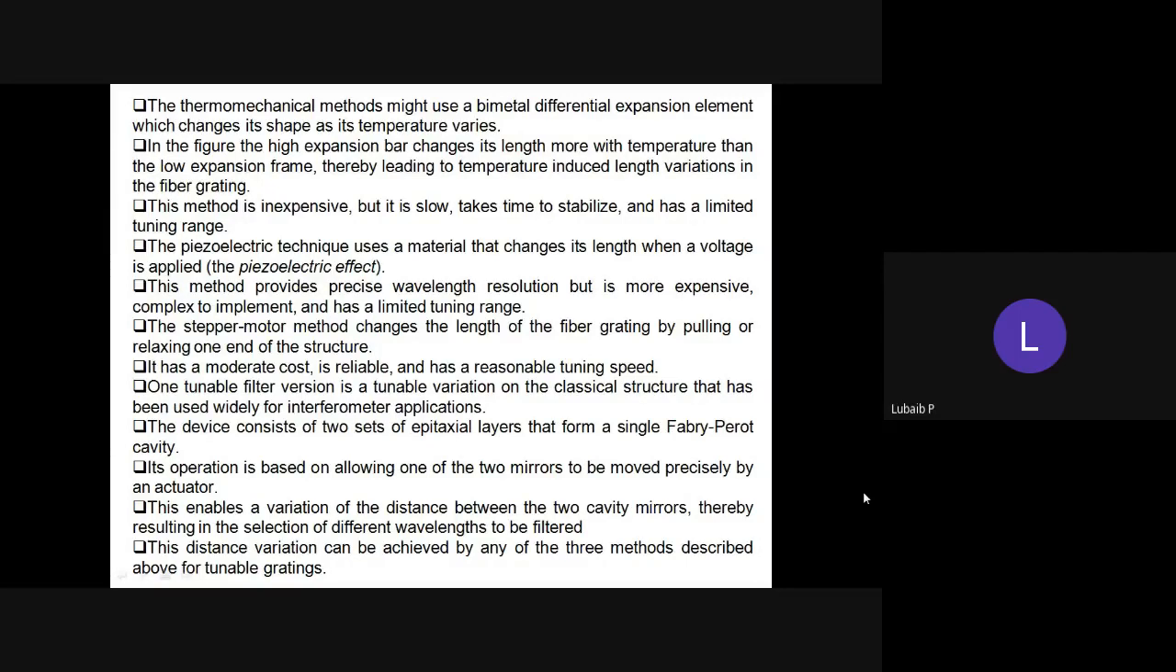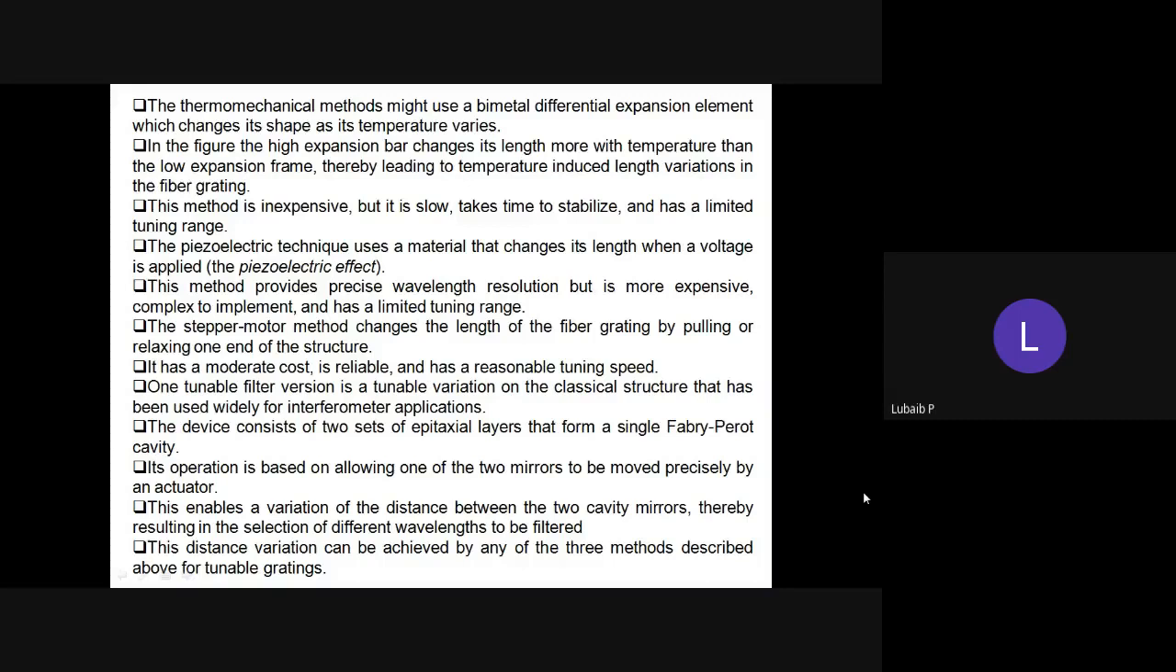So this change in length is due to the temperature variation, and due to this change in length, we can change the center frequency. So we can tune to a particular center frequency. This method is inexpensive, but it is slow, takes time to stabilize, and has a limited tuning range.